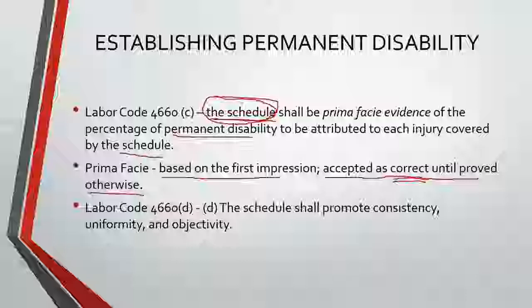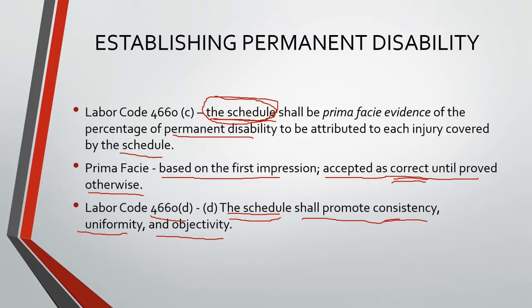And then the Almaraz and Guzman proceedings kind of put an exclamation point on their requirement that we stay within the four corners of the AMA guides by quoting and reiterating Labor Code Section 4660D, which tells us that the schedule, which relies on the measurements, charts, and tables of the AMA guides, shall promote consistency, shall promote uniformity, and shall promote objectivity. And what the Almaraz and Guzman proceedings exposed was that qualified medical evaluators' attempts to describe the permanent disability rating by going outside the four corners of the AMA guides was compromising consistency, was compromising uniformity, was introducing inconsistency, and was introducing non-uniformity in the permanent disability ratings.